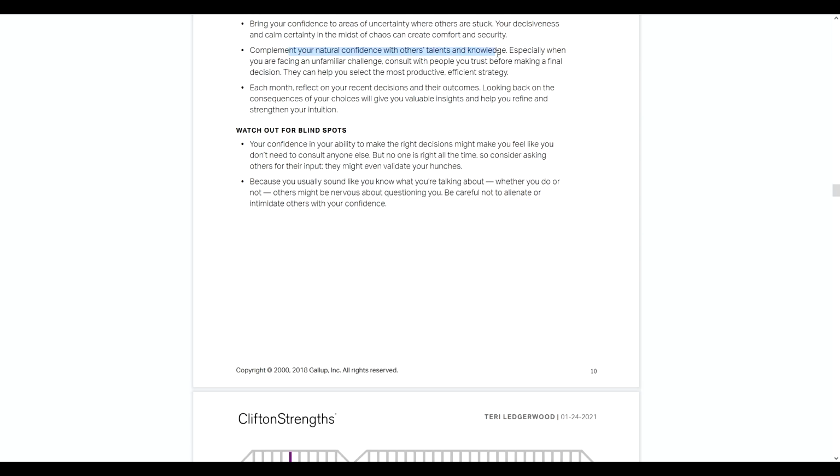Complement your natural confidence with others' talents and knowledge. I absolutely do this. I think that's partly my strategic as well, is that I recognize I'm not good at everything, but I am better when I have people that can complement the areas that I am not super great in. So that's where I bring Beth in, my VA Britt, my friend Jen, all these people that can see the things that I can't see because of their talents, makes it so much better. So one of my main overarching things is letting people help me.